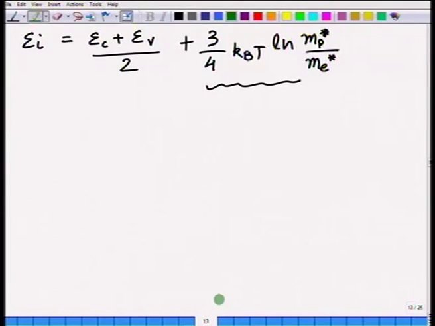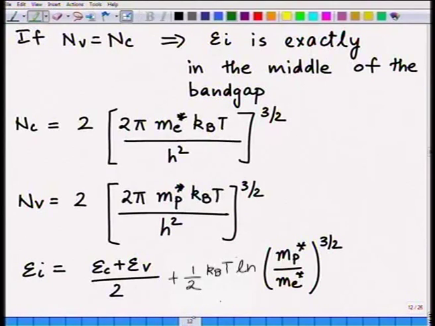So, that is what an intrinsic semiconductor is. By definition, intrinsic semiconductor means N is equal to P. In that case, the Fermi energy lies somewhere in the middle, slightly shifted according to the effective mass of electrons and holes.